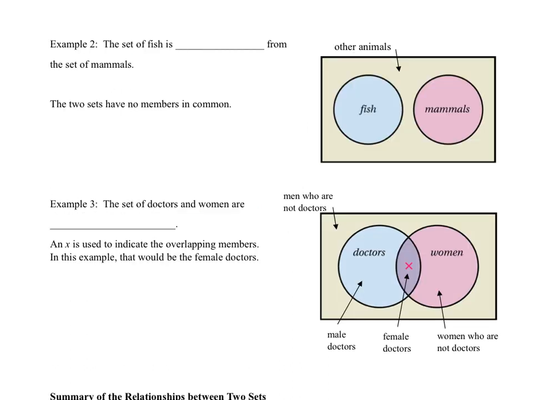Some more about Venn diagrams here. We can say the set of fish is disjoint from the set of mammals. And that means when 2 sets are disjoint, they have no members in common. There's no overlap.